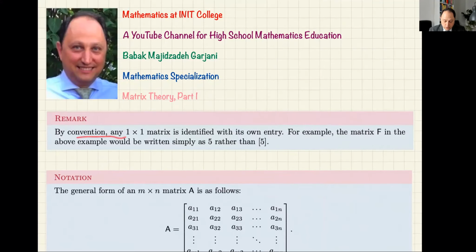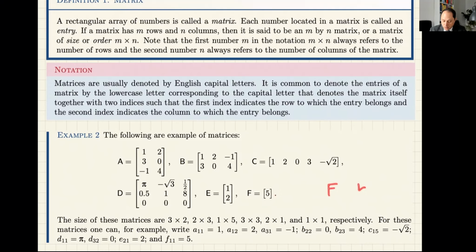So by convention, any 1-by-1 matrix is identified with its own entry. For example, the matrix F in the above example is simply written as 5 rather than square brackets around it equal to 5. So usually we do not have this. Whenever I have this situation, I simply say that matrix F is just simply the number 5, okay? But technically, that's a 1-by-1 matrix.